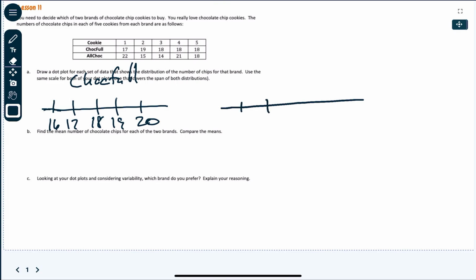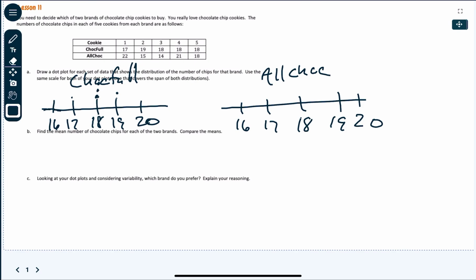And then we're going to do the same thing over here. Same scales. Let's go with 16, 17, 18, 19, and 20. And this is all chocolate, or all chalk. Now, chalk full has one at 17, one at 19, and 3 at 18. That's a little bit harder to see there.